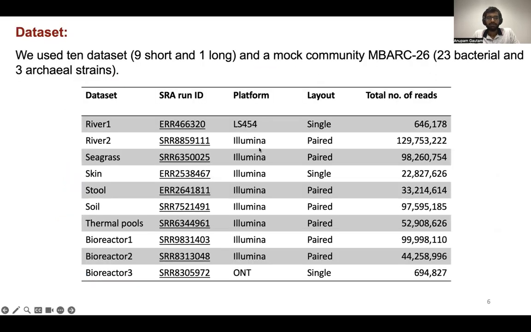So these are the 10 datasets which we used. There are 9 short read and 1 long read. We also used one mock community dataset, MBARC-26, which comprises 23 bacterial strains and 3 archaea strains. The datasets range from different environmental sources like river, seagrass, skin and stool. The last column of the table shows the number of reads present in each dataset. They are from different sequencing platforms and also have different layouts. Finally, the last dataset, bioreactor 3 over here, is the long read dataset.